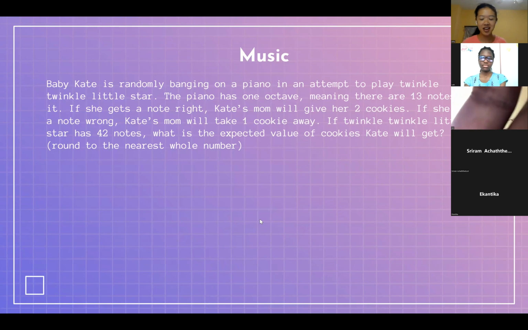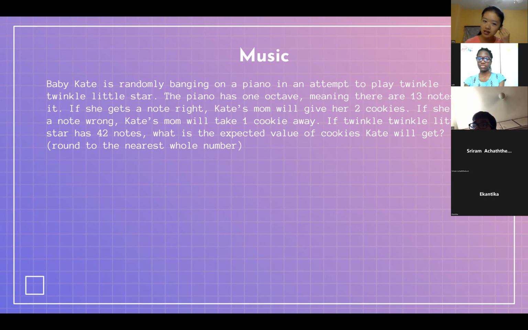Okay, so let's do a problem with that. Baby Kate is randomly banging on a piano in an attempt to play Twinkle Twinkle Little Star. The piano has 1 octave, so there are 13 notes. If baby Kate gets a note right, then her mom will give her 2 cookies. But if she gets a note wrong, her mom will take 1 cookie away. So if Twinkle Twinkle Little Star has 42 notes, what's the expected value of the number of cookies Kate will get?